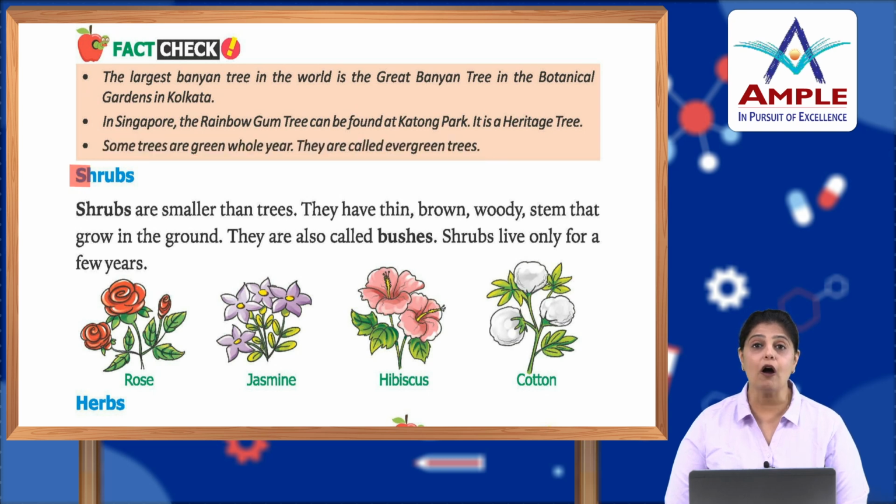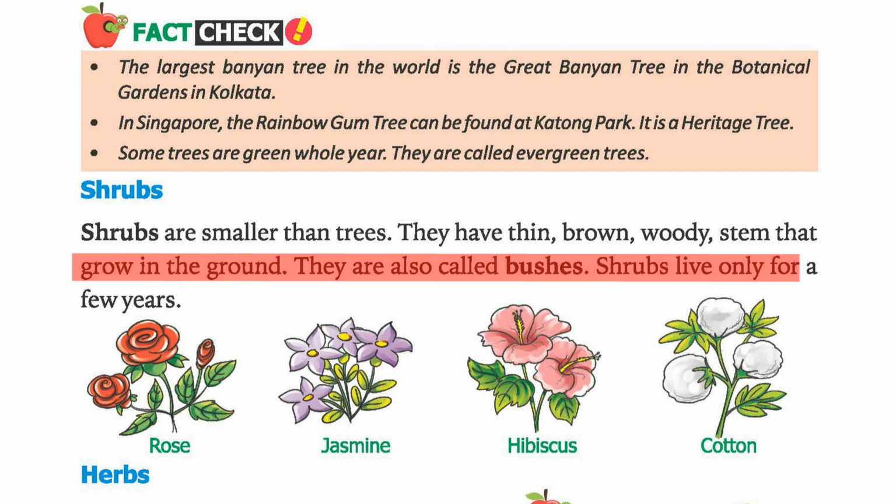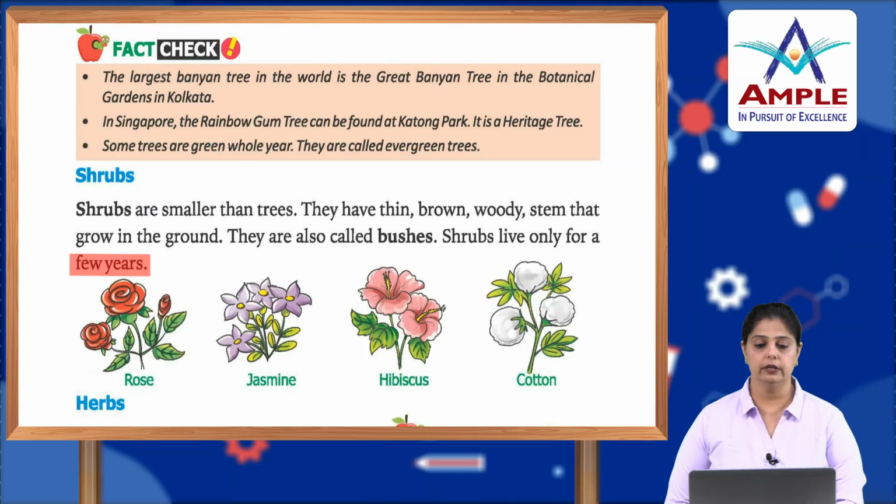Now, let's talk about shrubs. Shrubs are smaller than trees. They have thin, brown, woody stem that grows in the ground. They are also called bushes. Shrubs live only for few years. Okay, now, what are shrubs? They are smaller trees. They are small in size, but their characteristic is that they have thin, brown, woody stem, and that grows in the ground.